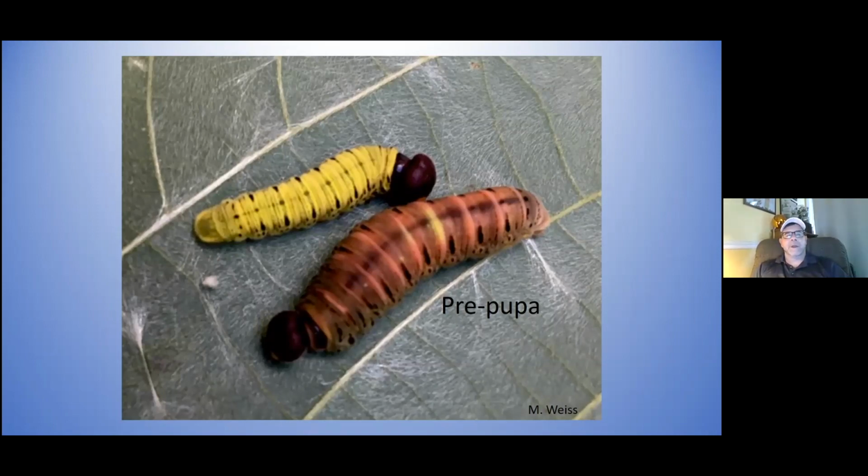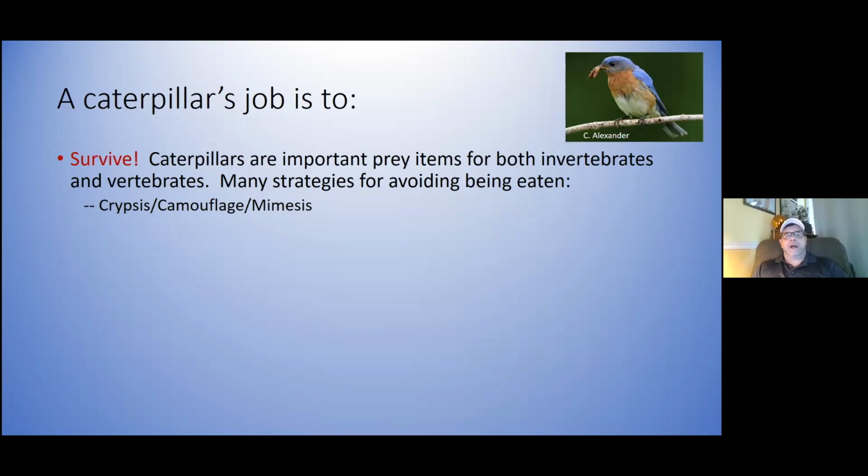Okay, and then the last part of a caterpillar's job, besides eating, pooping, and growing, is they need to survive, right? Caterpillars are really important prey items for both invertebrates as well as vertebrates, like the bluebird depicted here eating a caterpillar. It's actually feeding it to its young. So they're under constant pressure from natural enemies. And so natural selection has molded their morphology, their behavior, their coloration, all these kinds of things, in order to minimize the chance that they're going to get detected and eaten by a predator.